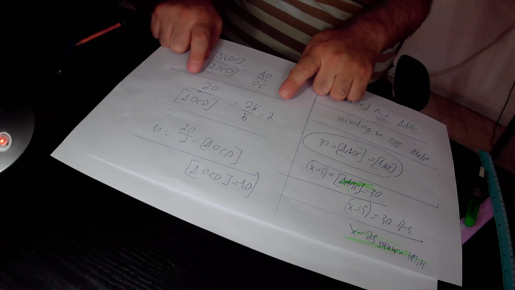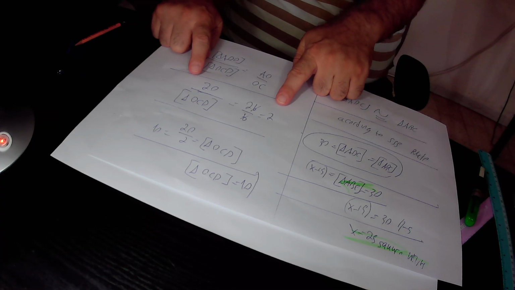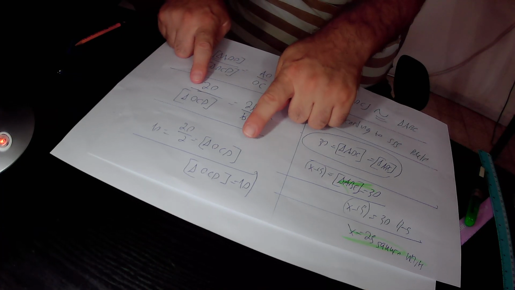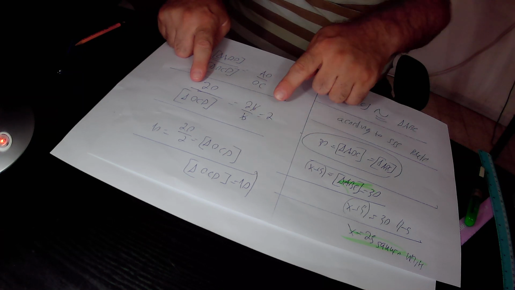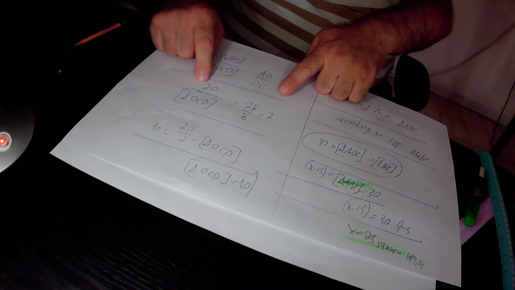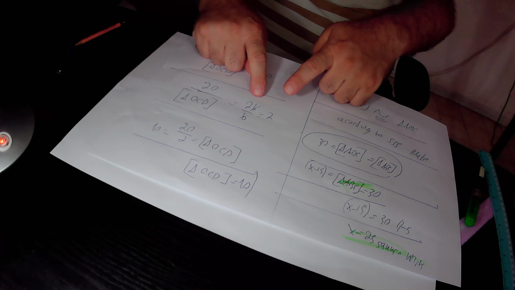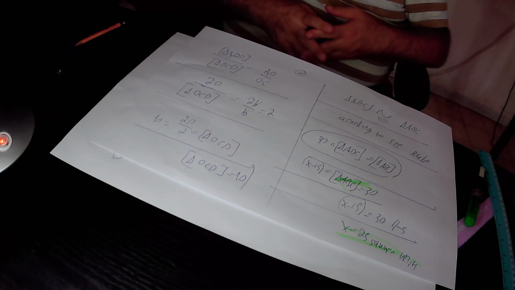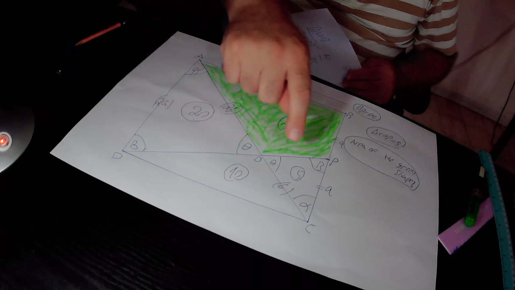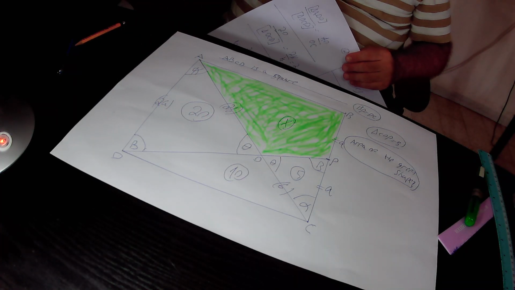Here we multiplied this equation by the area of triangle OCD, so we have the area of triangle OCD here, and we divided by 2. So here we have 20 over 2 equals the area of triangle OCD. 20 over 2 is 10. So in total, we found out that the area of this small triangle DOC is 10 square units. Okay.